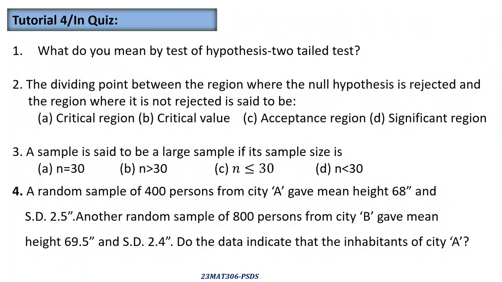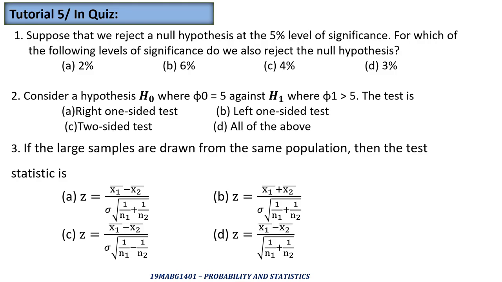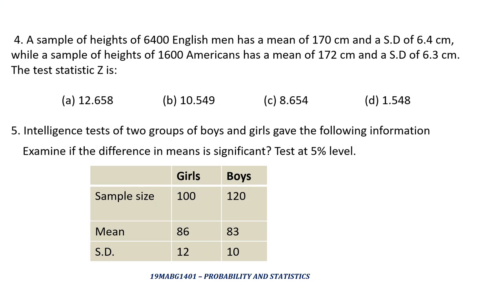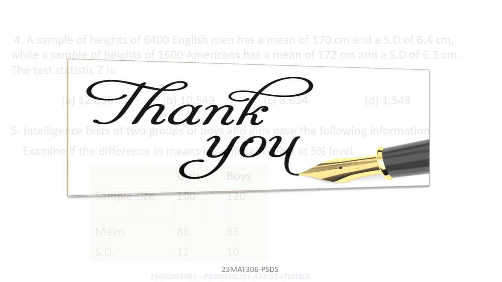These are tutorial questions for your practice. Next, this is tutorial 5. This is also for your practice. Just read the questions carefully and answer them properly. Questions 4 and 5 are based on two sample tests only. Here also, American and English means are given, so it is testing of hypothesis for difference of means. Thank you.